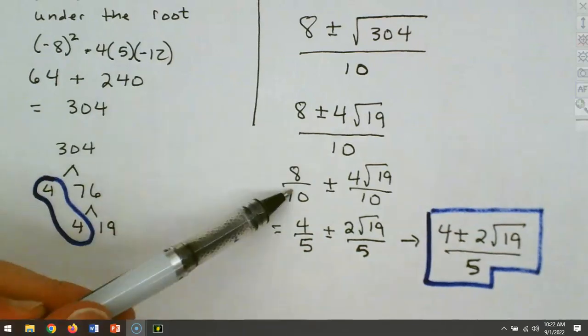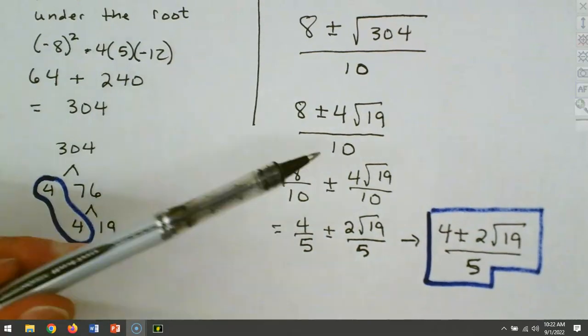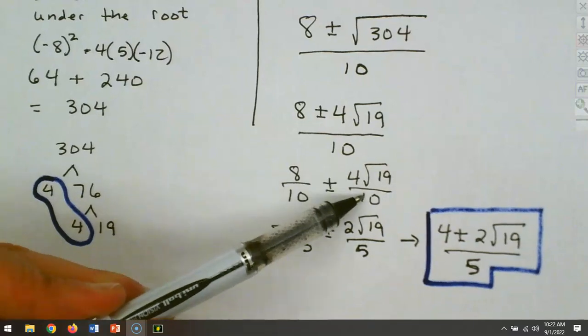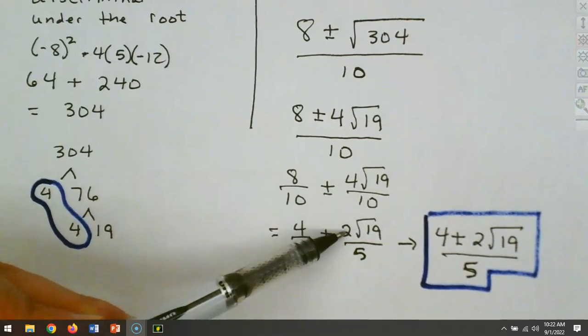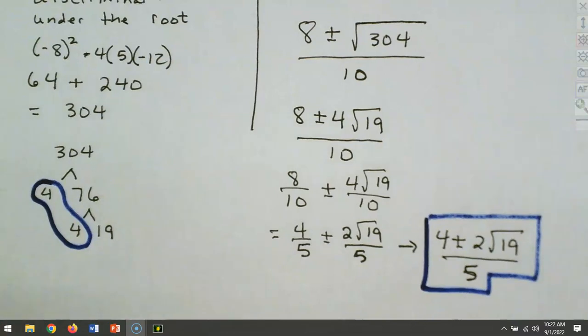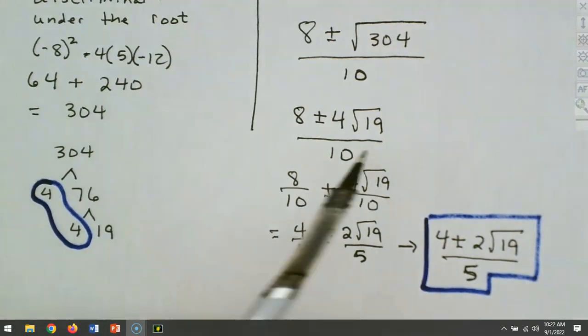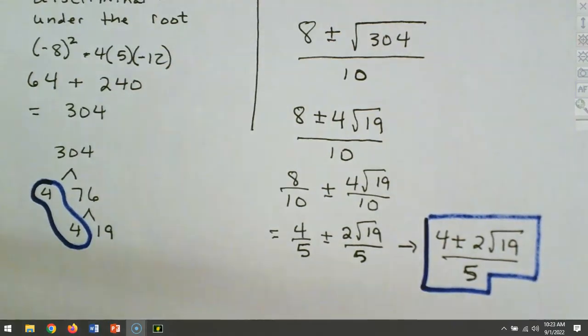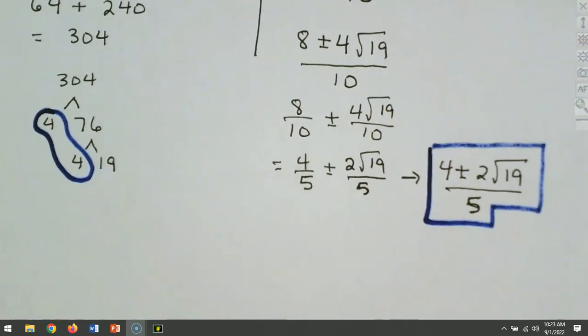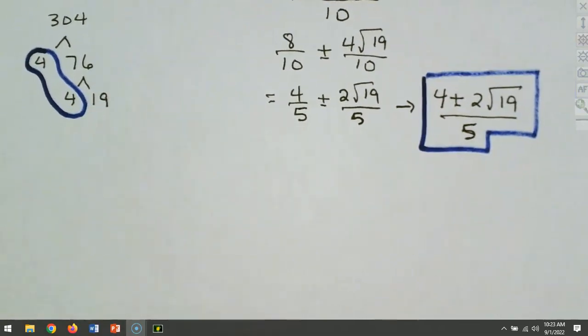Okay. 8 over 10 reduces down to a 4 over 5. That 4 and 10, well, that can reduce down to be a 2 and a 5 there. These have the same denominators, so I put it back together. You can reduce it without breaking it up. I like to break it up. I think it's easier to see that way when you do the 2 separate fractions. So I usually break them up and then put it back together. And there's your answer. So you actually have 2 solutions because of the plus or minus.